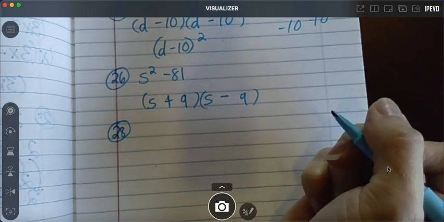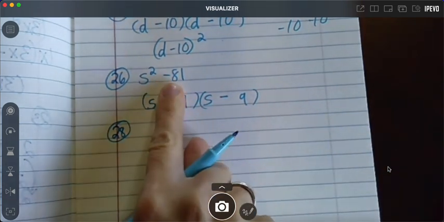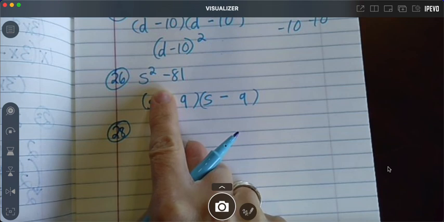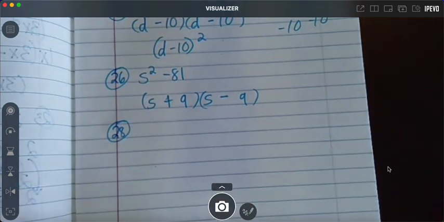How do we know that? It's a difference of squares. Because there's no middle term. So you know it has to be a plus and a minus. The middle term went away.